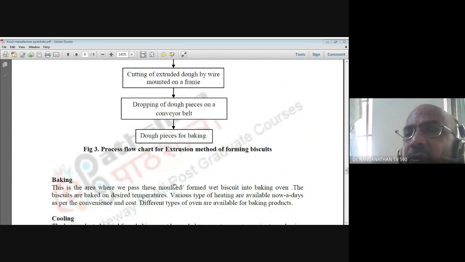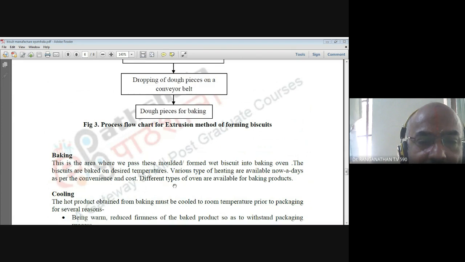Baking, as I already told you, unlike the case of bread, which is baked at a constant temperature, in the case of biscuit, the baking is initially at a higher temperature of around 200 to 220, followed by a comparatively lower temperature. This is for a uniform baking of the biscuit, followed by a still lower temperature of around 80 degrees centigrade to ensure a proper texture.